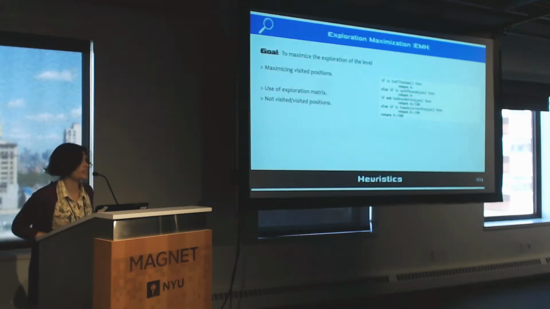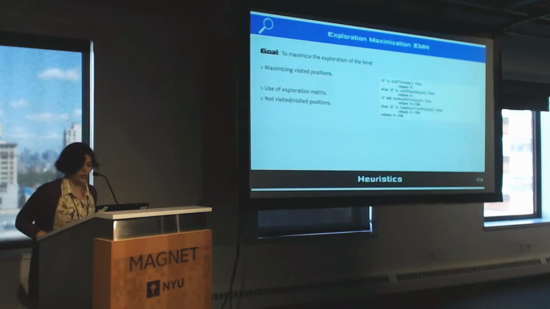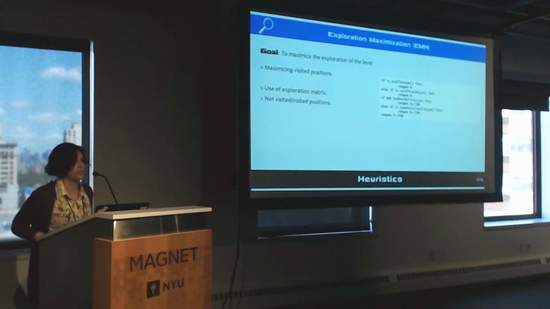The second heuristic is the exploration one. Basically, in this heuristic, what the agents were focusing on was maximizing the positions visited in the levels. And this heuristic is very simple. It was based on a matrix with visited or not visited positions, and every time an agent visited a new position, it was marked as visited, and if not, it was not. So it aims to visit as many positions as possible.